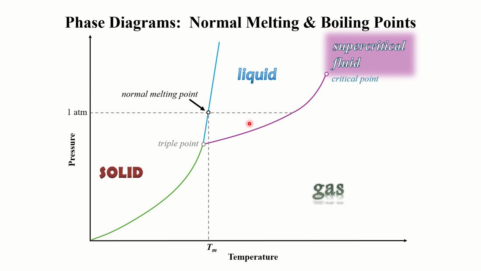Similarly, where this 1 atmosphere line going horizontally across the figure crosses this purple phase boundary, the phase boundary between a liquid and a gas, this gives us the normal boiling point of that substance. So we can draw a line downwards to the boiling points.